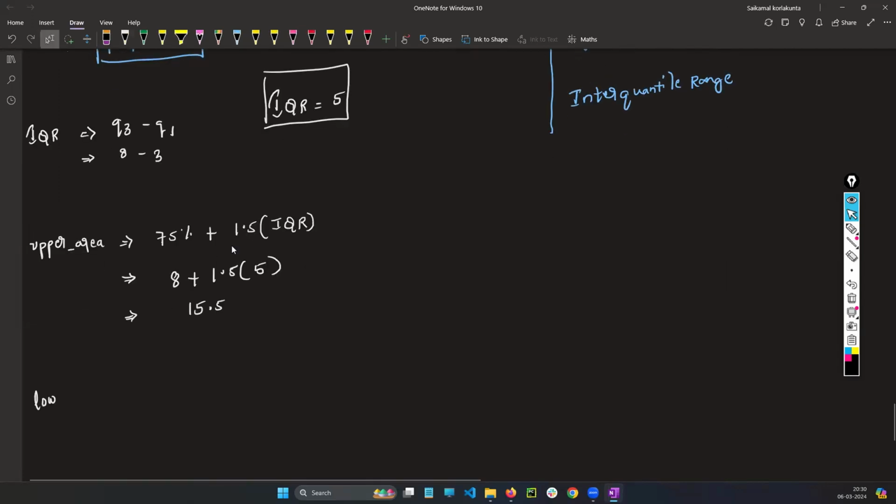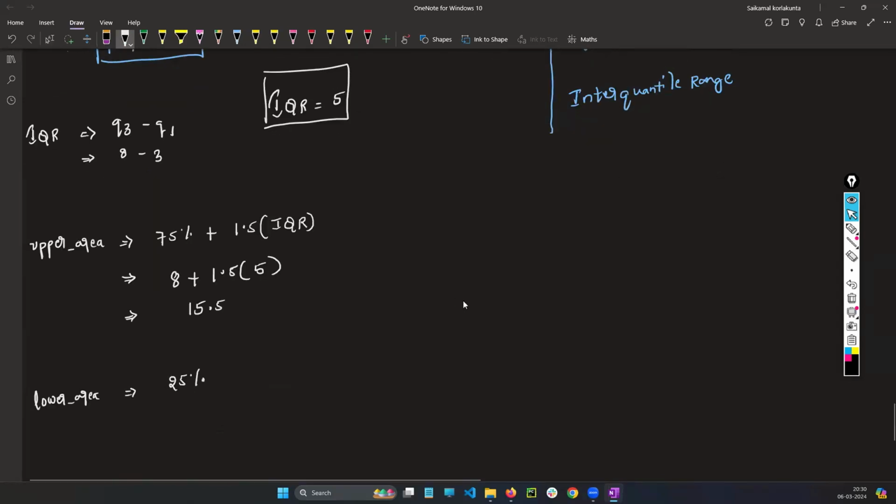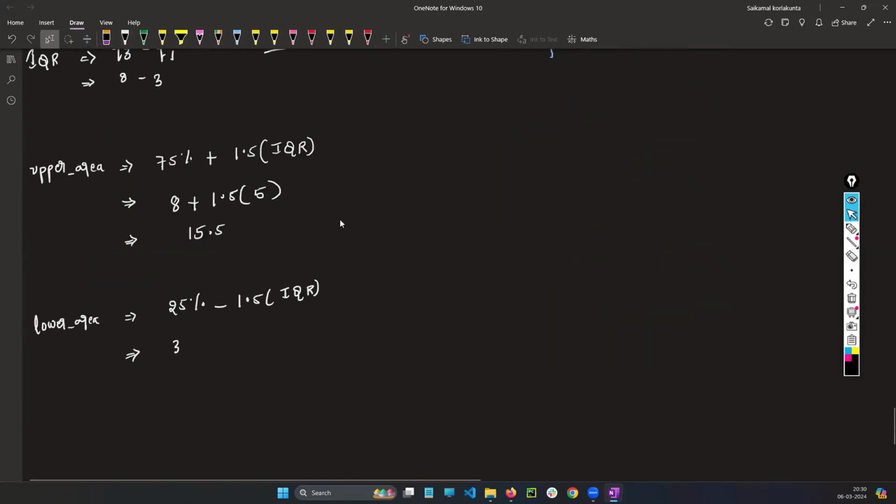Let's go with the lower area. What is the formula for the lower area? 25% of the data minus, going to the back side, 1.5 into IQR. What value did we get for 25%? I think 3, right? Yes. So 25% we got 3. So 3 minus 1.5 into 5.